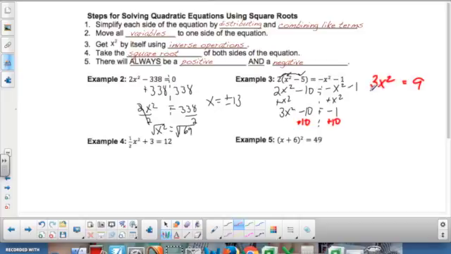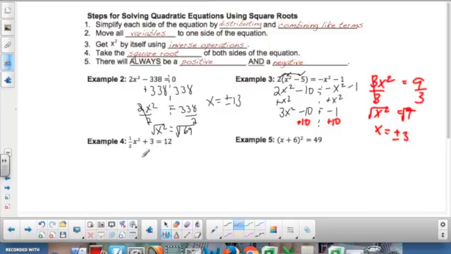Now I'm ready to divide to get that x squared by itself. So I'm dividing by 3 on each side, which leaves me with x squared equals 9. Now that my x squared is by itself, I'm ready to take the square root of both sides. So the square root of x squared and the square root of 9. That leaves me with x equals plus or minus 3.